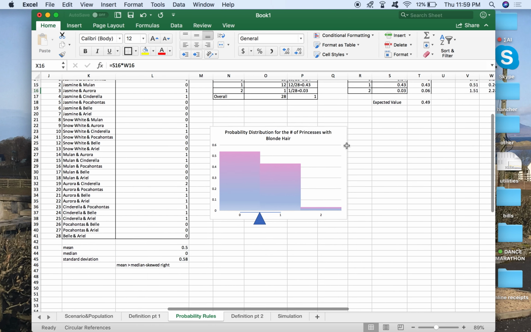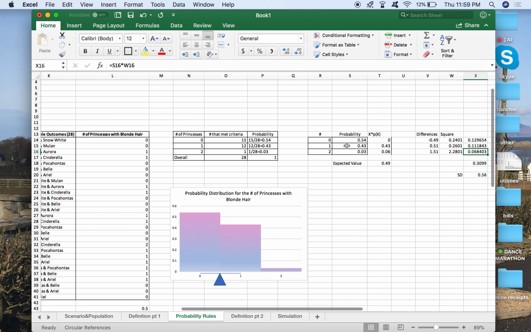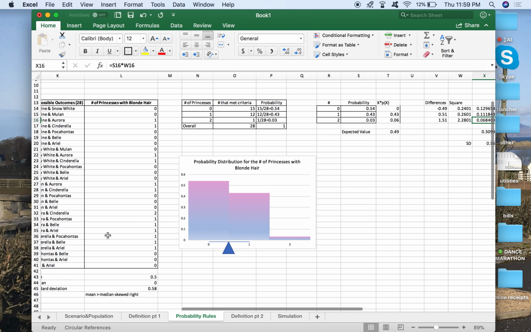So then I went and made my histogram. And we can see that, as I said, it is right skewed, and it shows who has the least.